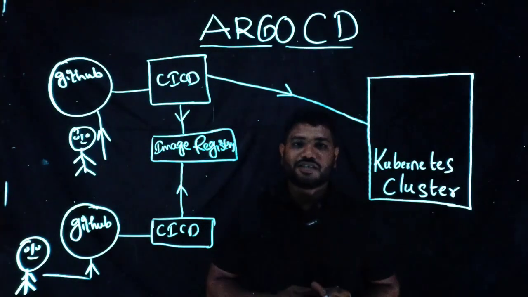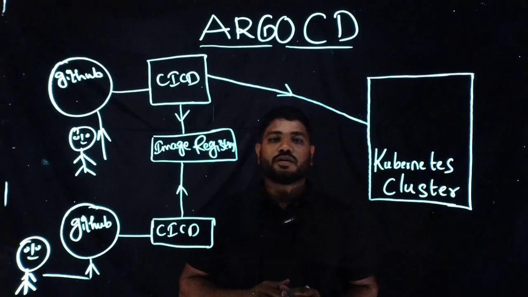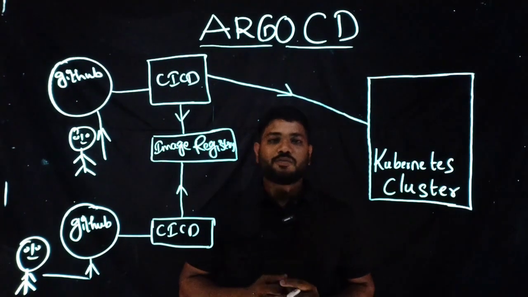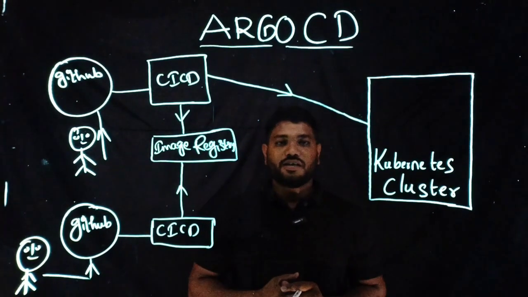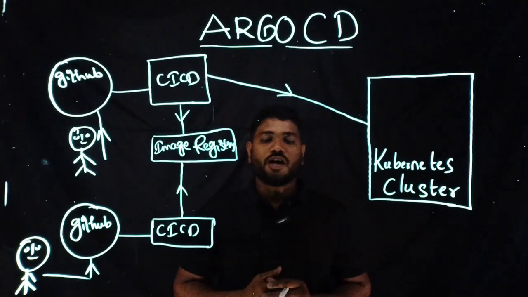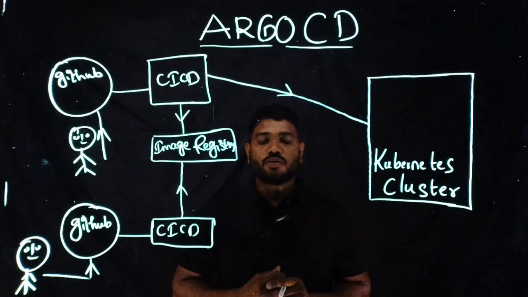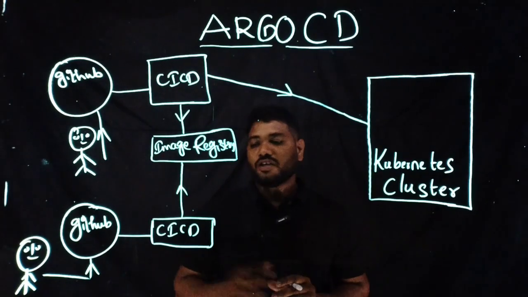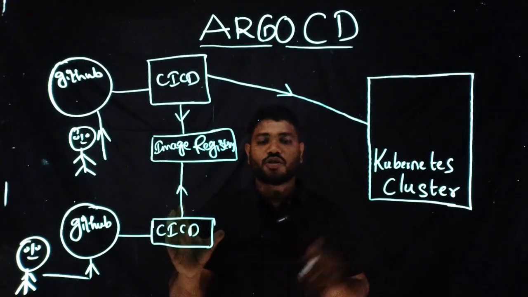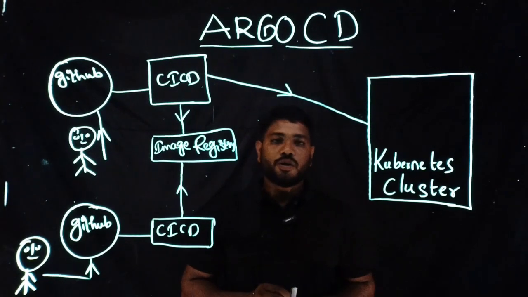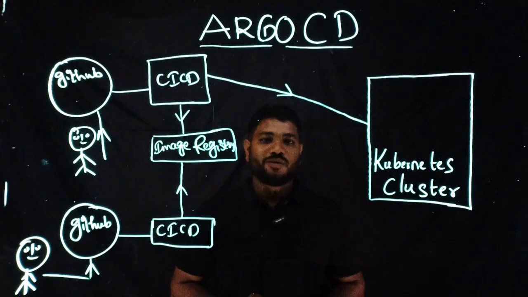So the CI part is the same for both deployments, but where it makes a difference is here. The difference is using ArgoCD, the Argo continuous deployment tool. You are not going to make a conversation between your CI/CD tool like Jenkins and the Kubernetes cluster. In between, you are going to place a tool which is going to take care of all the deployments.